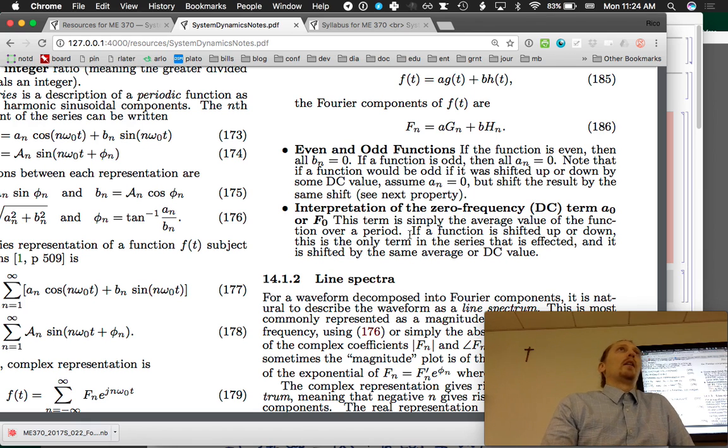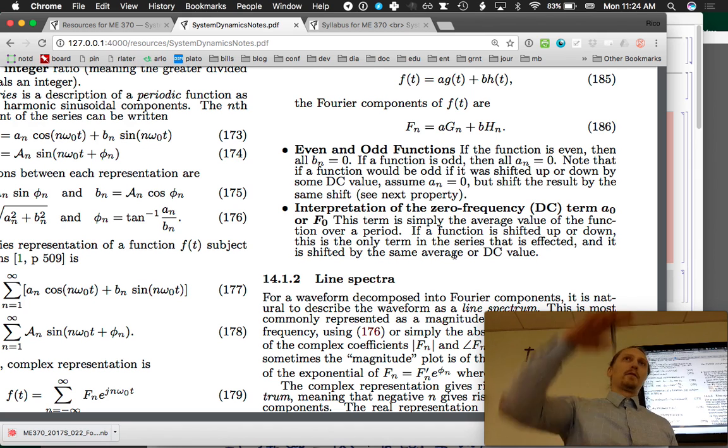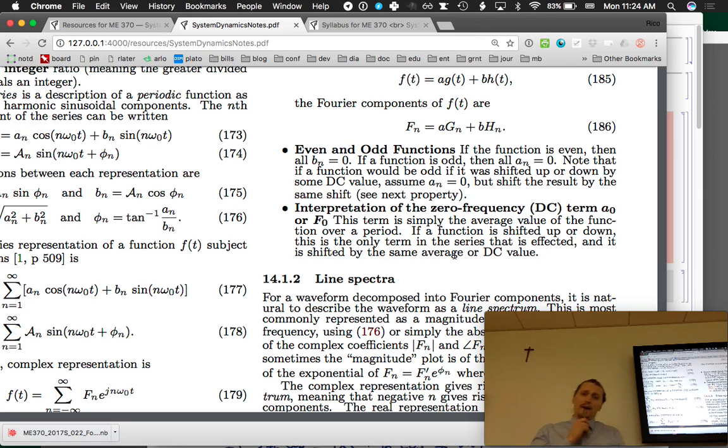I don't know if you guys know this, but if you want to average a signal over a period, you just integrate it over that period. That's the average signal. If a function is shifted up or down, this is the only term in the series that is affected, and it is shifted by the same average or DC value. Okay, so that's that vertical shifting thing again.